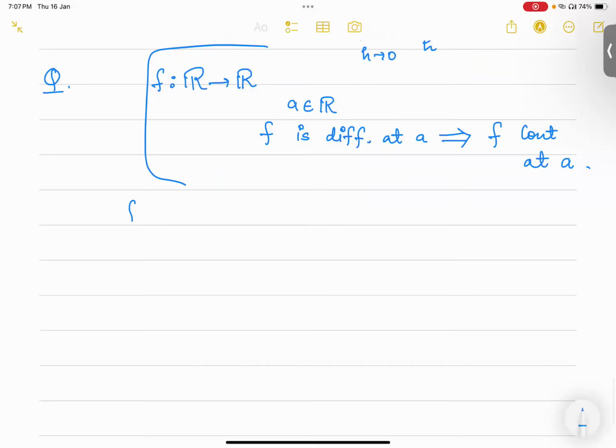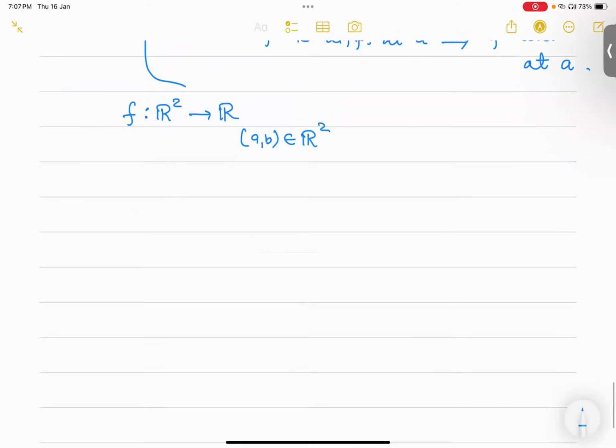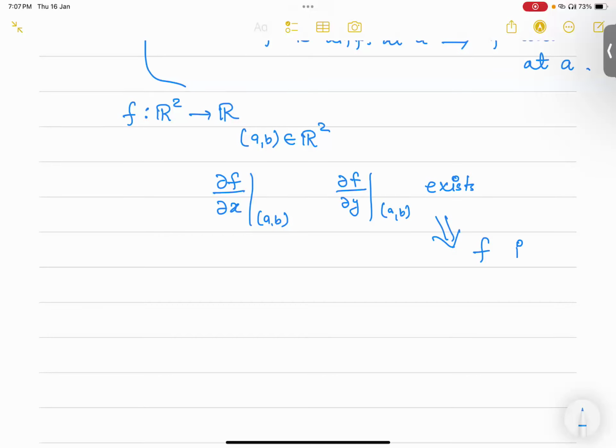Now suppose you have this function f from R2 to R, and (a, b) is any point in R square, and both partial derivatives, del f upon del x at (a, b) and del f upon del y at (a, b), exist, meaning you can calculate this part. So does this imply that f is continuous at (a, b)? This is my question. Can you say this?